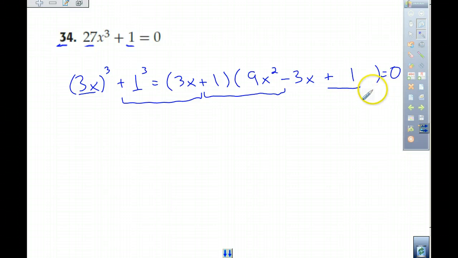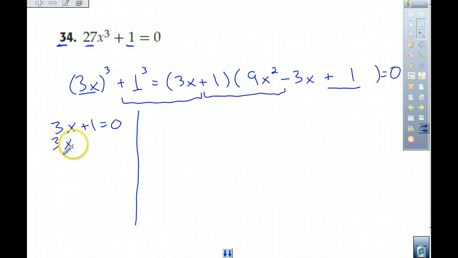So let's solve each one of these. So we have 3x plus 1 equals 0. So 3x equals -1, so x equals -1/3. So without actually graphing, we know that this will go through the x-axis at -1/3.